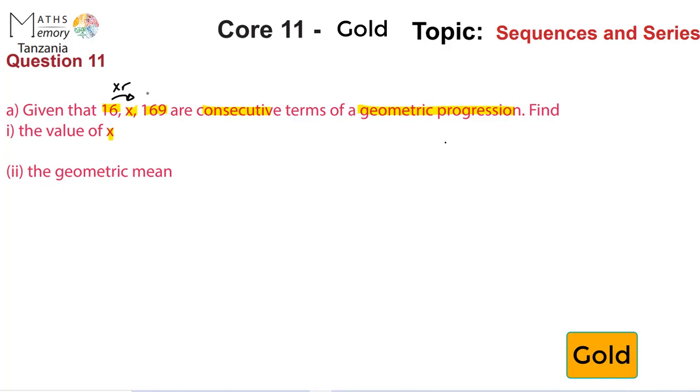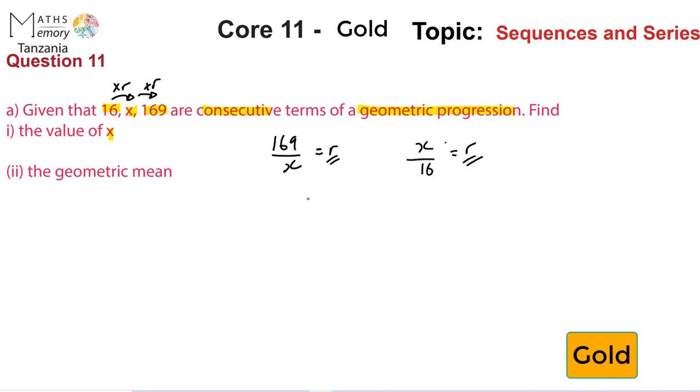So in this question we have to identify the ratio that multiplies each term in this geometric progression. Now this is times by r, and this is times by r. That's the same value r. What is that value of r? How do we do that? To determine r, we have to divide, let's say, the third and the second term. Okay, so 169 over x. That will give us r. Okay, and also x over 16 will give us r as well, because it's the same r.